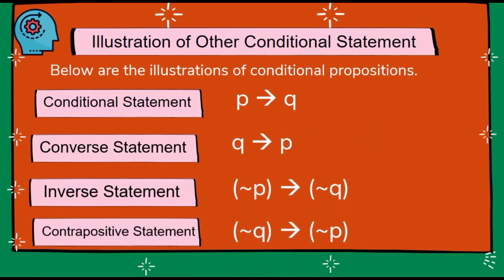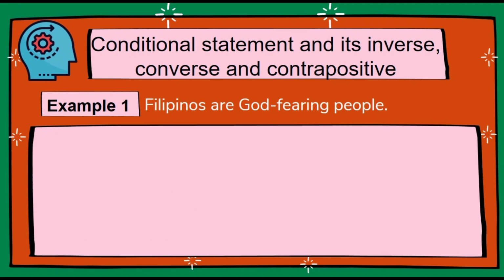To fully understand translating conditional statements to other forms of conditional statements, let's have some examples. Example number 1. Filipinos are God-fearing people. I truly believe that Filipinos are God-fearing people. Why? Because Filipinos always put God at the center of their life. So how can we convert this conditional statement to other forms of conditional statement?